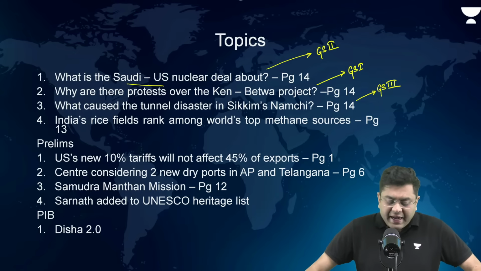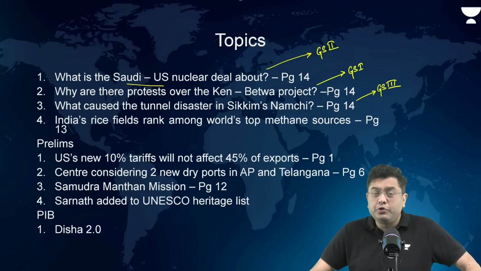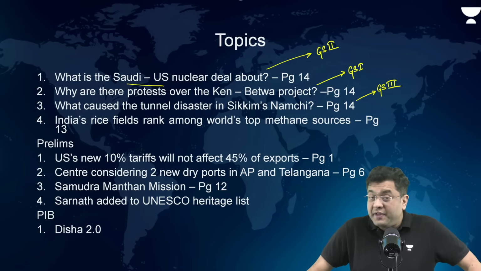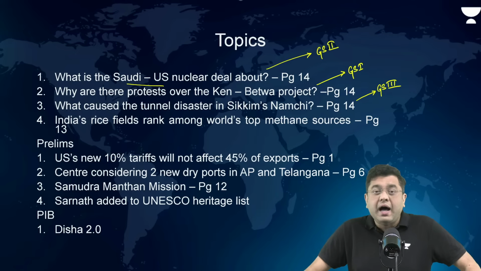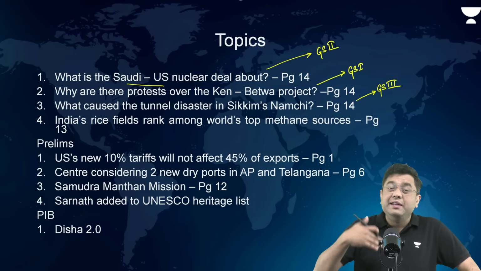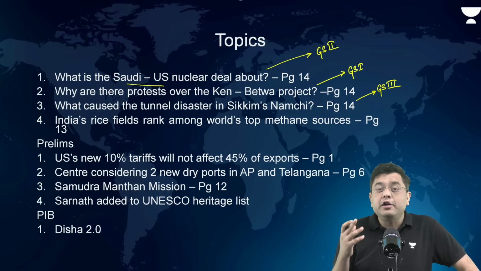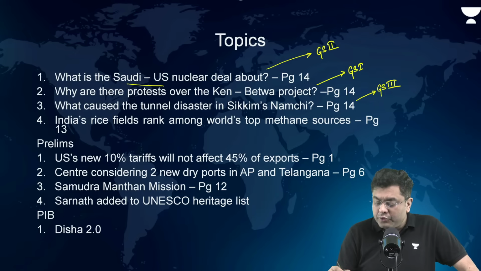India's rice fields rank amongst the world's top methane sources. Now, this is about the methane emission due to the paddy cultivation that we are carrying out. We are amongst the largest producers of paddy across the world. We have become the largest producers, and that is why this is a point of concern. Our paddy fields in themselves emit more methane, almost close to what the entire country of Germany ends up emitting. So this becomes relevant for your GS paper 3 again.